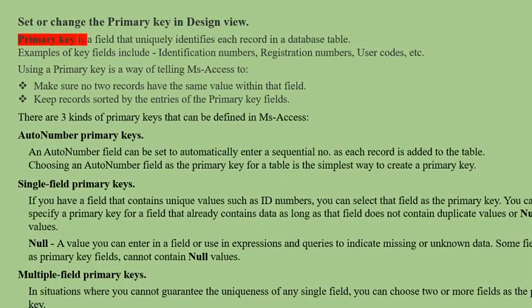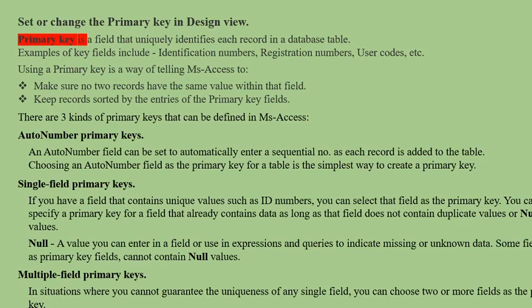Then let's see something very important. There is something called a primary key. When you are designing a database, you can assign a certain field that is very important to you as a primary key. For example, the product name, student admission number, registration number of a vehicle, freight number, so that no duplication can be allowed. And therefore, a primary key is a field that uniquely identifies each record in a database. Examples of key fields are identification number, registration number, user code, etc.